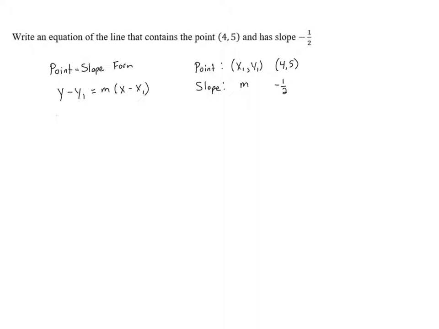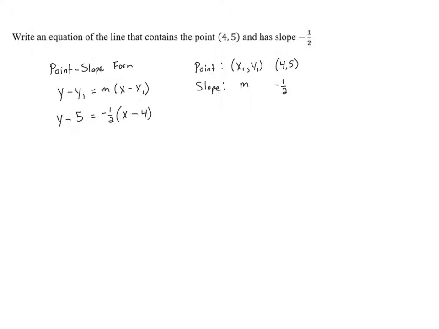Let's do this. We have y minus y1. Now, y1 is the y coordinate of the point, which is 5. So y minus 5 equals m, the slope, but we've seen that that's -1/2. So we've got -1/2 times x minus x1. x1 is the x coordinate of the point. In this case, that's 4. So we have y minus 5 equals -1/2 times the quantity x minus 4.